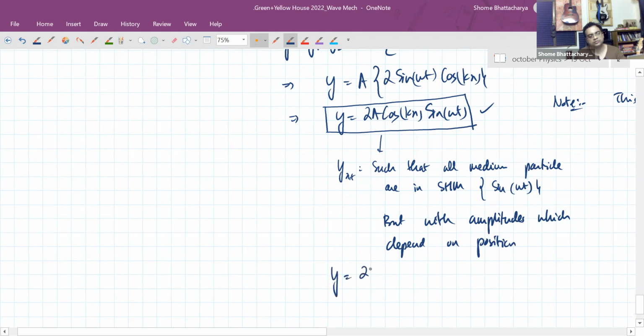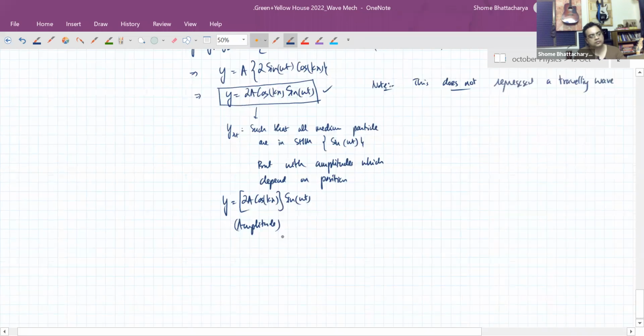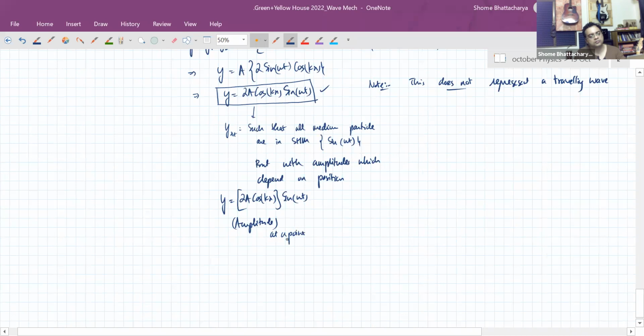So in this equation, we can think of this term like an amplitude, and this is the harmonic motion. So amplitude at any point x on the string is 2a cos kx. And frequency of oscillation is equal to omega by 2 pi, or time period of oscillation is 2 pi by omega.